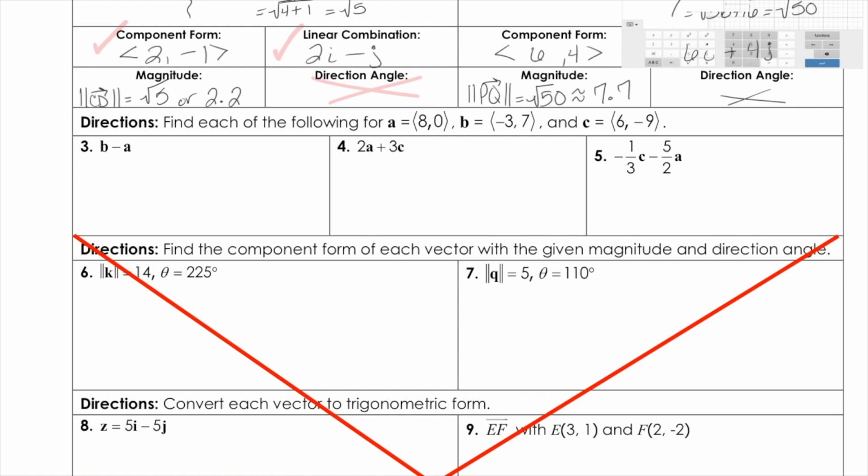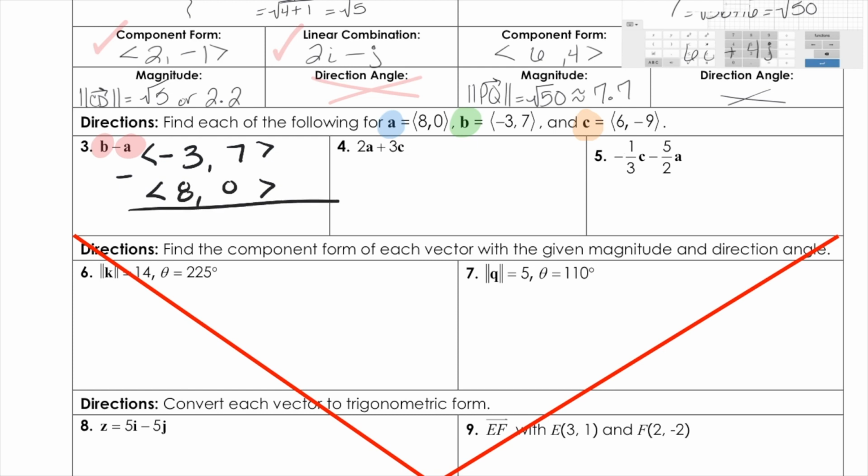We are able to take different vectors and add, subtract, multiply, if we wanted to, all of those together. Direction is really important when you're looking at which you have to take away from which. For example, I'm asked b minus a, which is not the same as a minus b. So just be very careful. So b is -3, 7. And I want to subtract from that vector a, which is 8, 0.